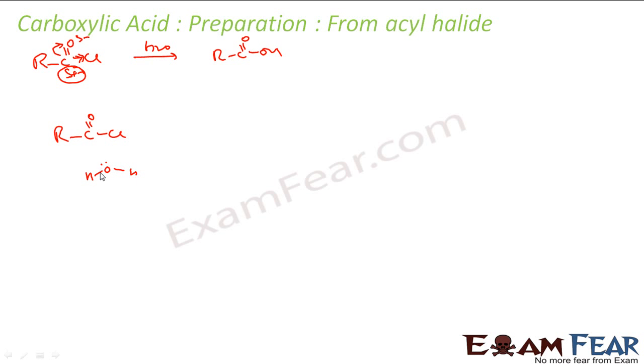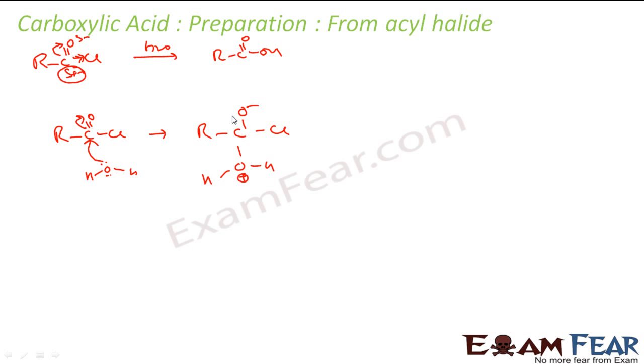Water has a lone pair of electrons, right? So now this is attracted towards this carbon. With this, the bond breaks, and what you get is RCO, Cl, and oxygen gets a positive charge because oxygen has given electrons to carbon. Correct? Now in this case, what happens is this oxygen has a negative charge.